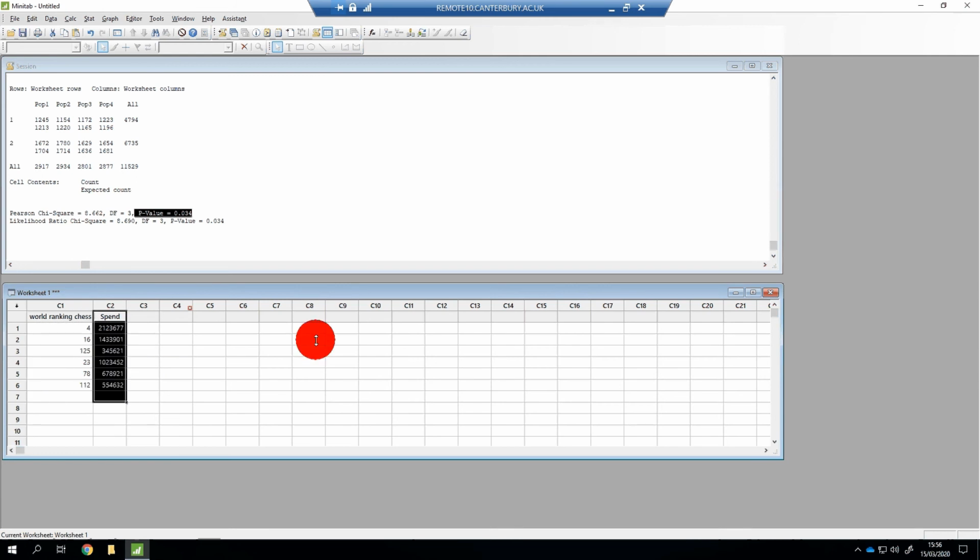What we're interested in finding out is, does the amount of money you spend on your chess clubs actually influence the ranking in the world chess tables? So how can we do that?